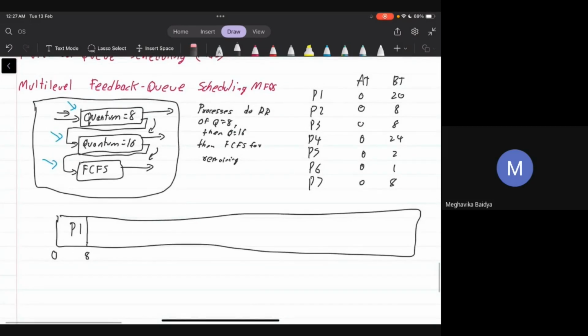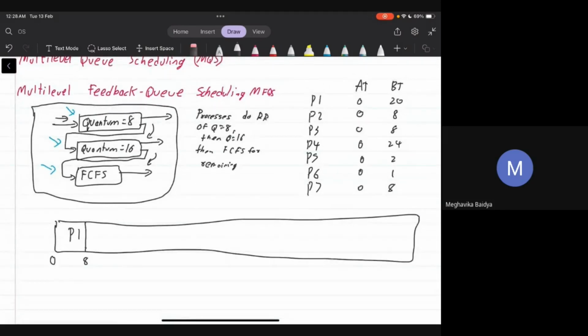So first, we're starting with round robin of 8. P1 will be executed for 8; 20 minus 8 will be 12. And then we have P2, and this goes up to 16, and P2 is executed. And then P3, again this is 24, and this is executed. Then P4, this is 32, and 24 minus 8 is 16 left.